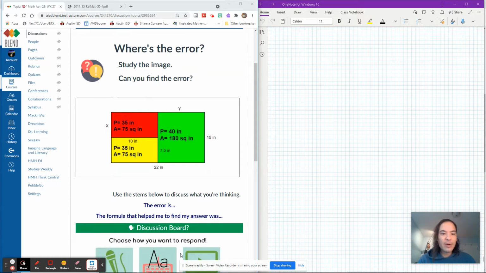All right, so let's take a look at today's activity. It is an engage your brain activity. So it's "Where's the Error?" We're going to have a discussion today. We only have two discussion stems. Your stems will be: the error is, and the formula that helped me find my answer was.